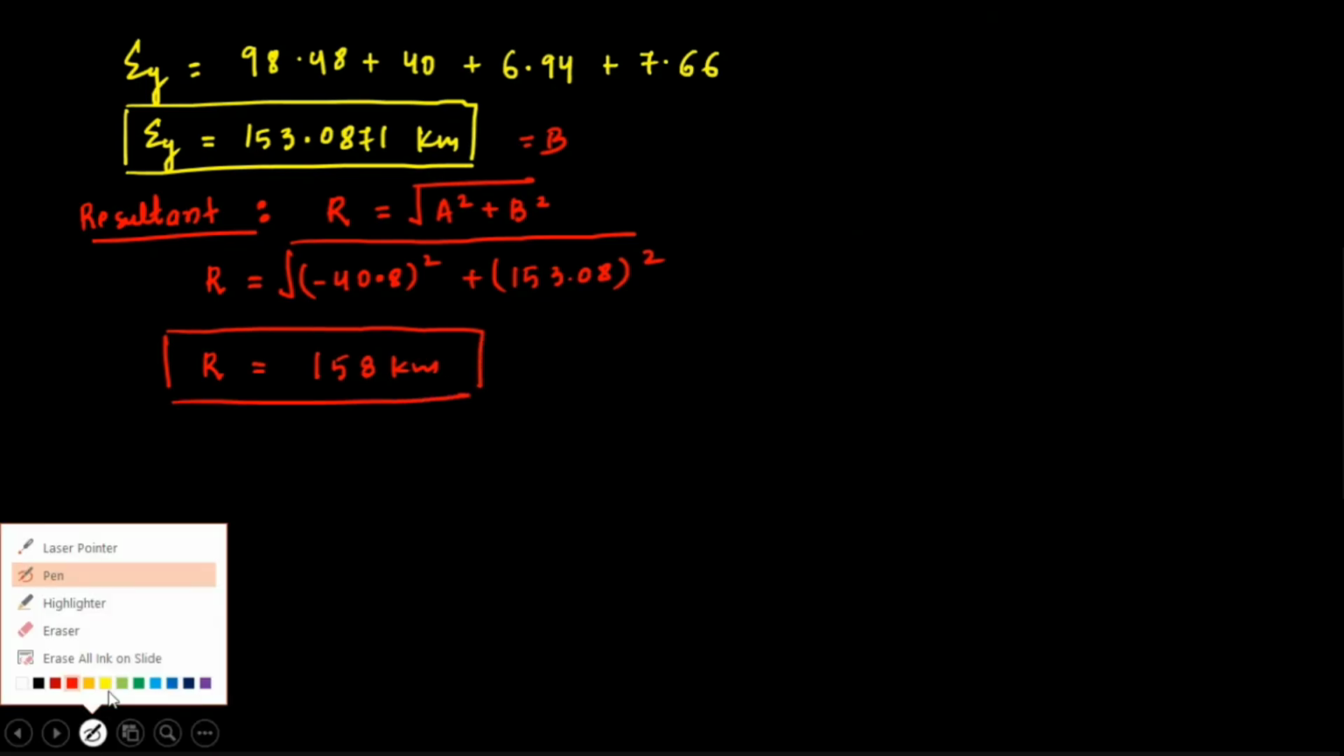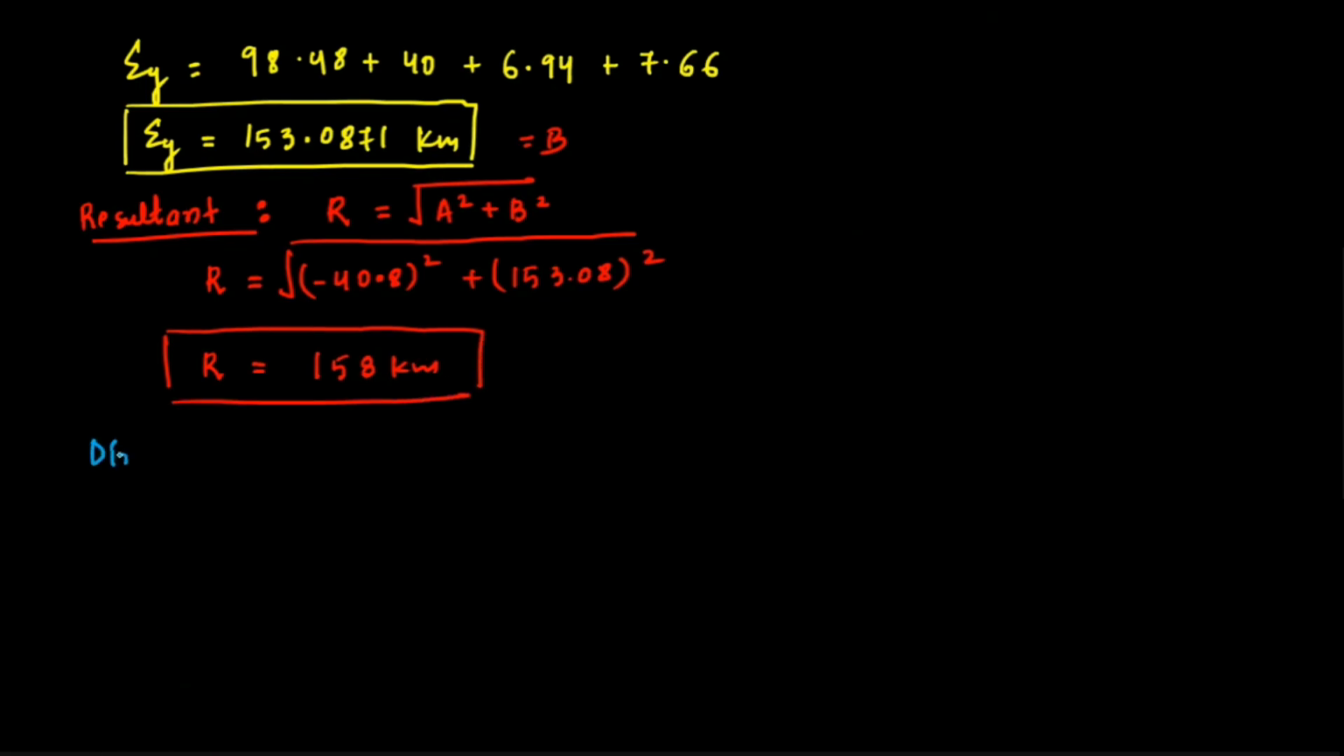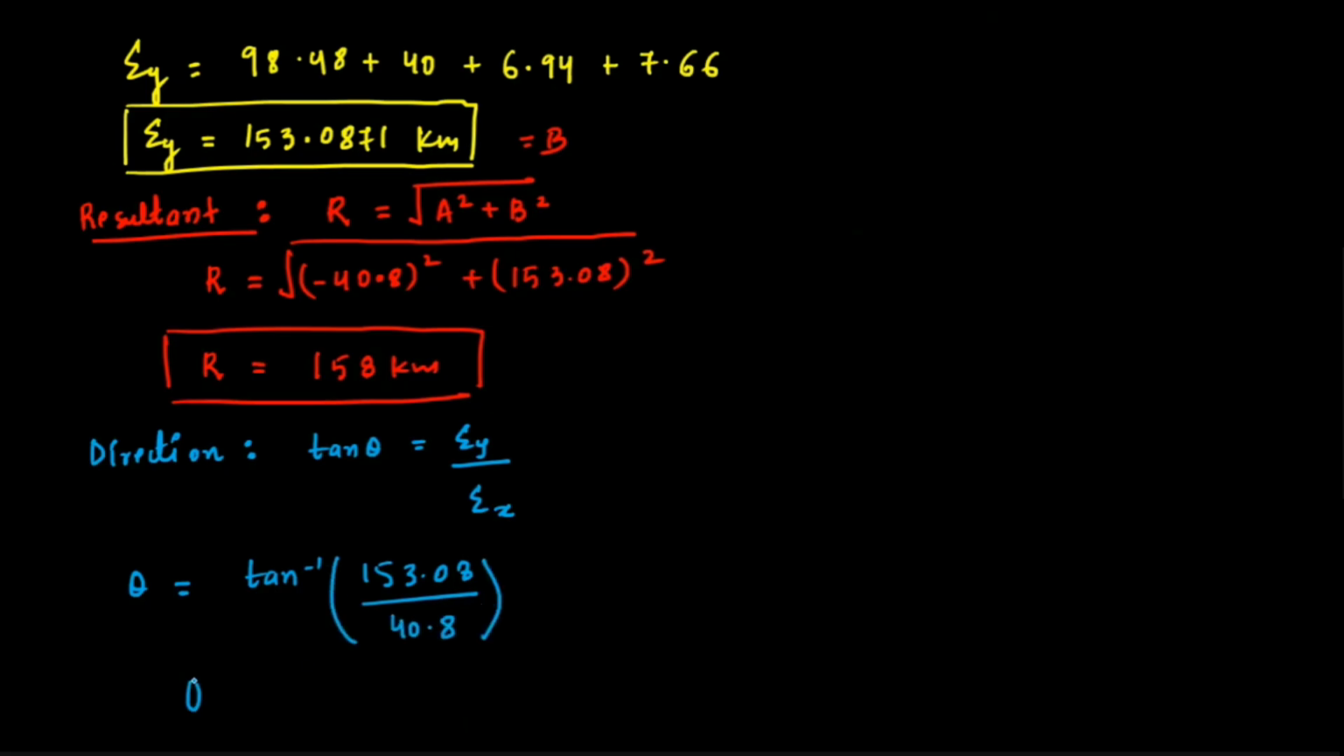Now the most important part, direction. The direction of resultant is again given by tan theta, and it is equals to summation along y-axis over summation along x-axis. So theta is going to be tan inverse of summation along y-axis, which is 153.08, over summation along x-axis, which is nothing but 40.8. We'll simply solve it and we'll get theta as 75.1 degrees. So this is going to be the angle.